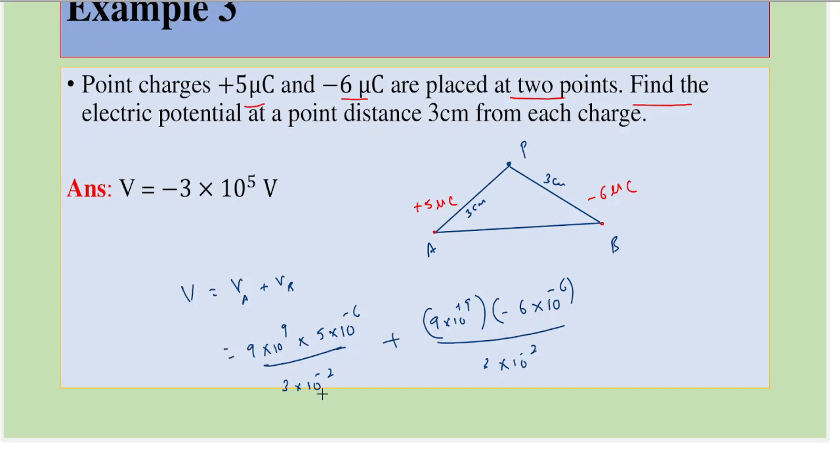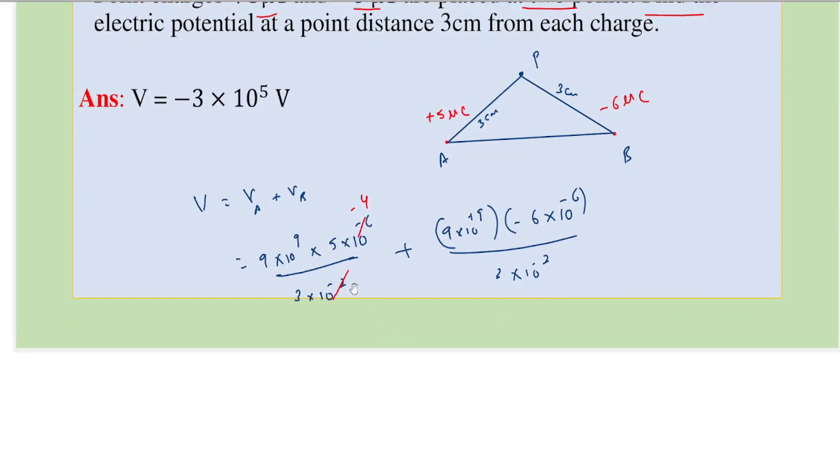Look at the powers first. This would be 10 power minus 4. There is 10 power plus 9 minus 4, so it becomes 10 power plus 5. So the powers are 10 power plus 5, and 3 ones are 3, 3 fives are 15. This is equal to 15 into 10 power plus 5. Minus comes out from here, again the same thing here, 3 ones are 3, 3 sixes are 18, so minus 18 into 10 power plus 5, that is equal to minus 3 into 10 power 5 volt.